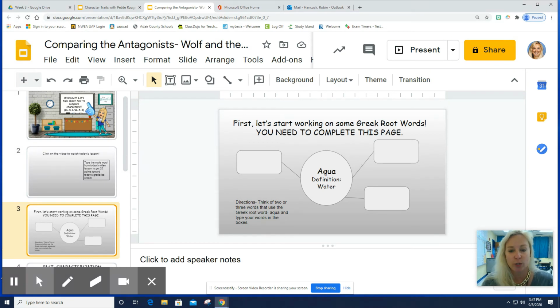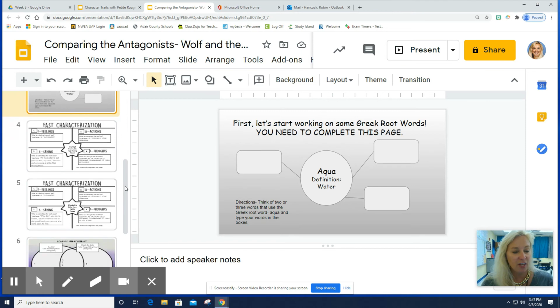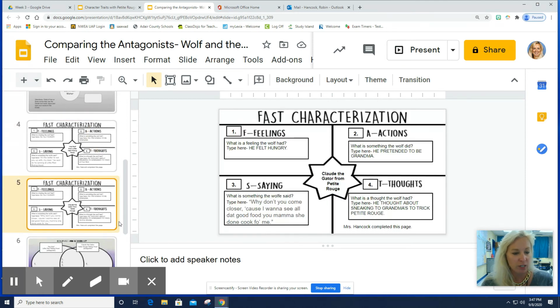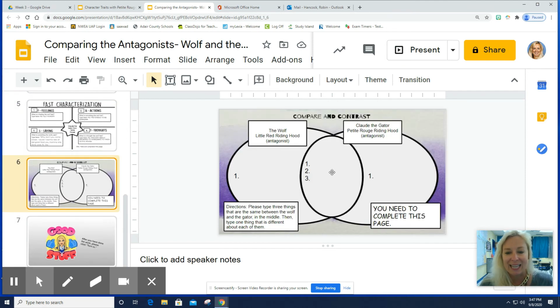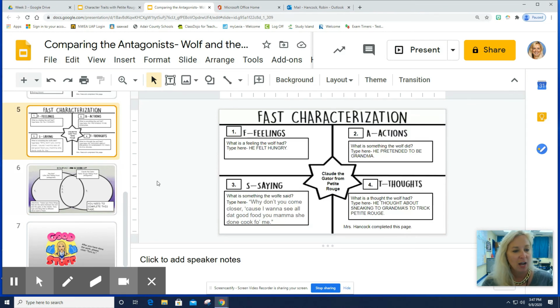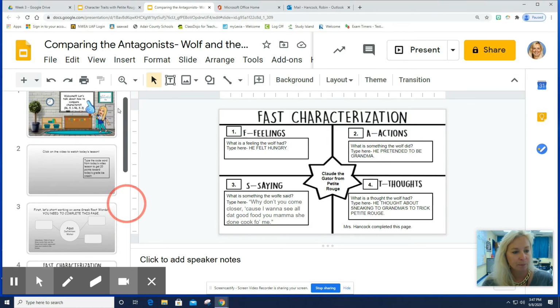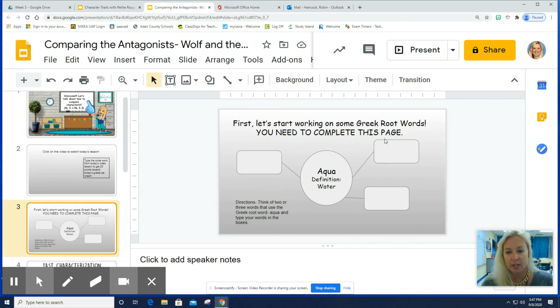Then you need to do this page where you look up the Greek root word aqua, which means water, and you find 3 words that use that Greek root word aqua. And then you need to use these 2 pages to complete this Venn diagram, typing 3 things that are the same about the wolf and Claude the Gator, and 1 that is different about each of them. So if you've noticed, I've put right here, you need to complete this page. I've also put right here, you need to complete this page.